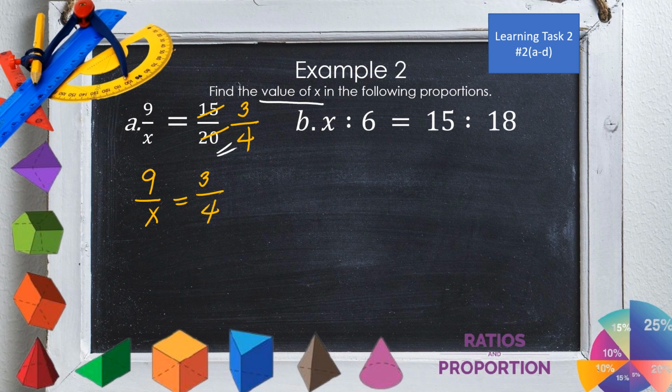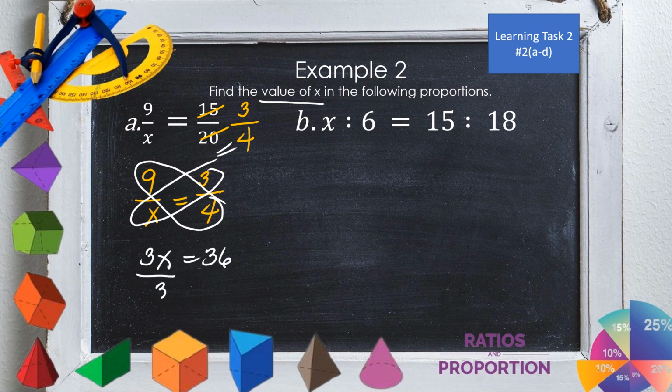Then we can now cross multiply. So 9 times 4 is equal to 3 times x. So 3 times x is 3x. 9 times 4 is 36. Then we divide both sides by 3. So the value of x is 36 divided by 3, which is 12. So that's how we got the correct answer.